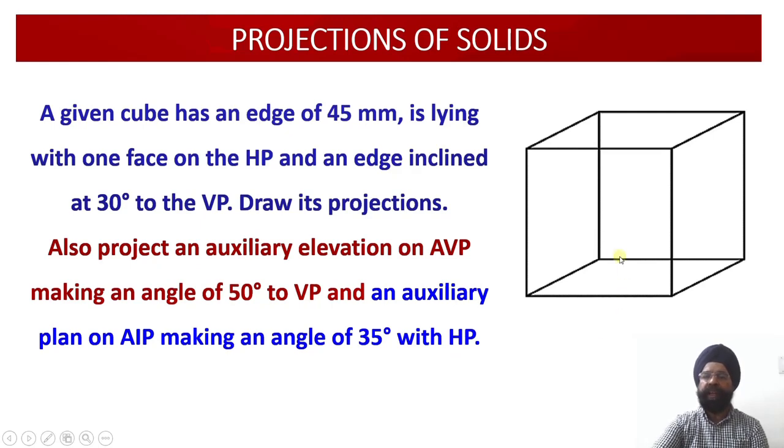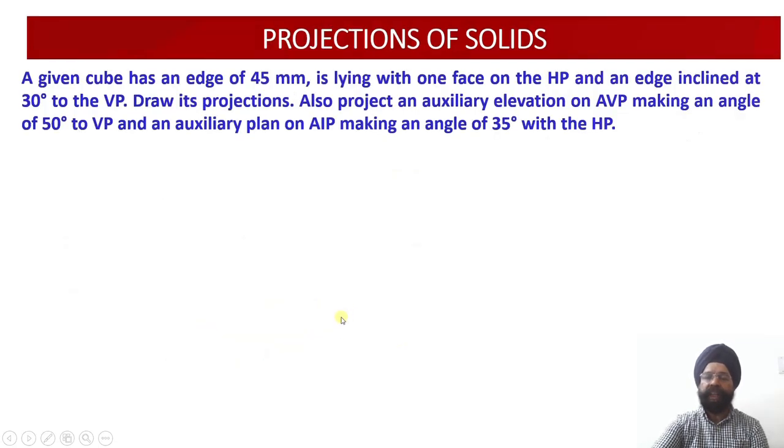Now first of all, we are going to draw the projections of this cube assuming that the edge of the cube is perpendicular to the vertical plane. Then in the second stage, we will be inclining this edge at an angle of 30 degree to the VP. Thereafter, we are going to work upon the auxiliary elevation of this inclined solid on the AVP and the auxiliary plan of this inclined solid on the AIP. So let us start working out the problem.